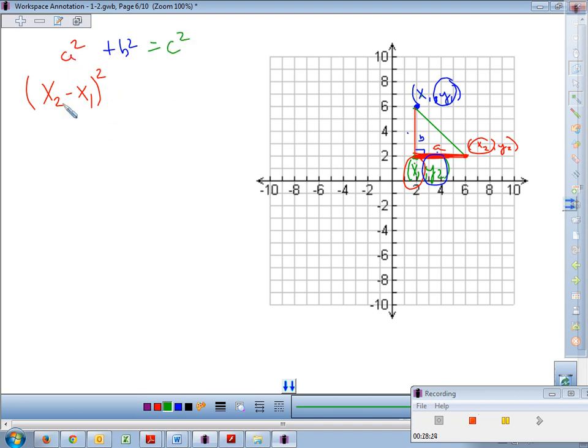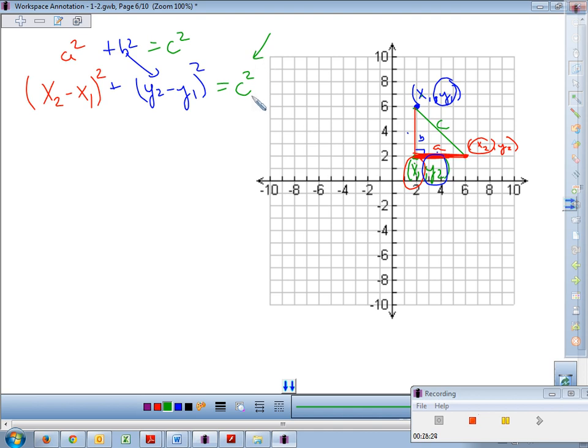Correct? So I have a squared already. Now I need plus b squared, and this is b. Isn't that y2 minus y1? And that needs to get squared. So I got b squared right there. And that will equal my hypotenuse squared, which we're still going to call c. Sound cool?